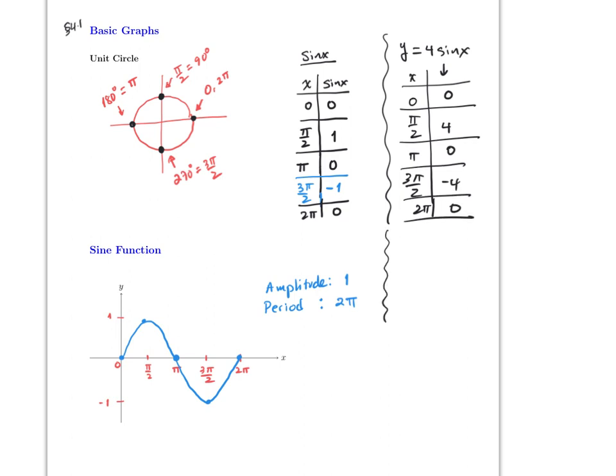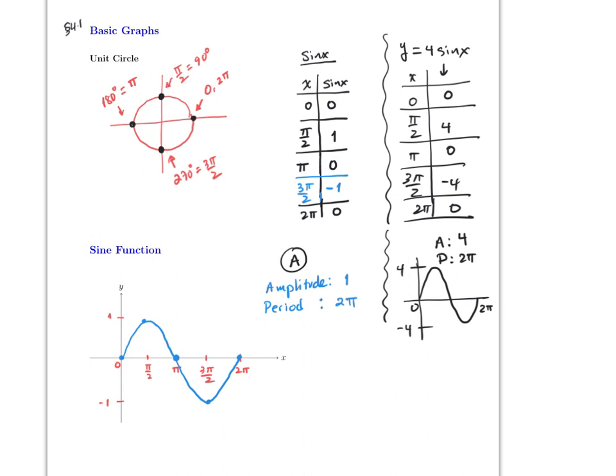So in this particular case, the only difference is that the graph is going to look the same. This is still going to be 2 pi. This is going to be 0, but now this will be 4, and this will be minus 4. So the amplitude, for which we're going to use the letter A, is now going to be 4, but the period is still 2 pi.